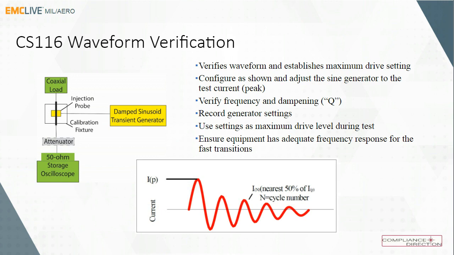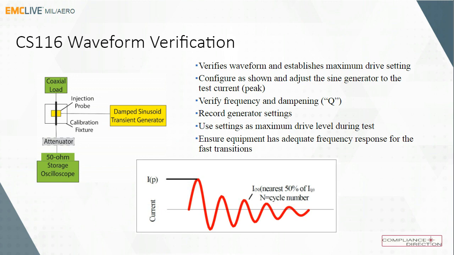When we're doing this, we're verifying the frequency of the damped oscillatory and the damping factor, or the Q. How quickly does it deteriorate? And it's supposed to be some value that's recorded in a book. I think it's 15 plus or minus 5. And that is done by a particular formula that's provided in the standard. And we record the signal generator settings, and these settings indicate the maximum power.